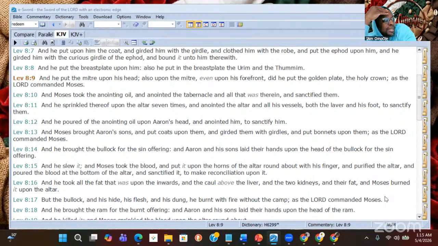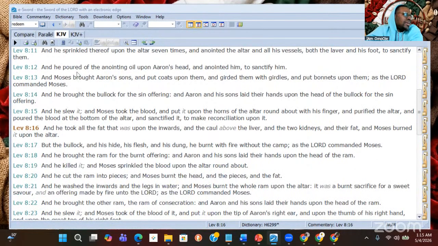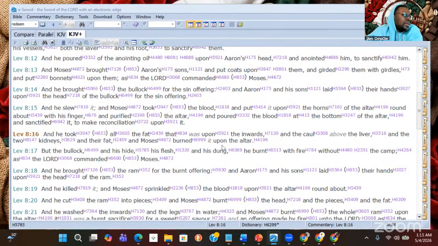And Moshe took the blood and put it upon the horns of the altar round about with his finger, and purified the altar, and poured the blood at the bottom of the altar, and sanctified it, to make reconciliation upon it. And he took all the fat that was upon the inwards, and the caul above the liver, that's fatty mesh above the liver, and the 2 kidneys, and their fat. And Moshe burned it upon the altar. What was it? Mizbeach? Altar, mizbeach?